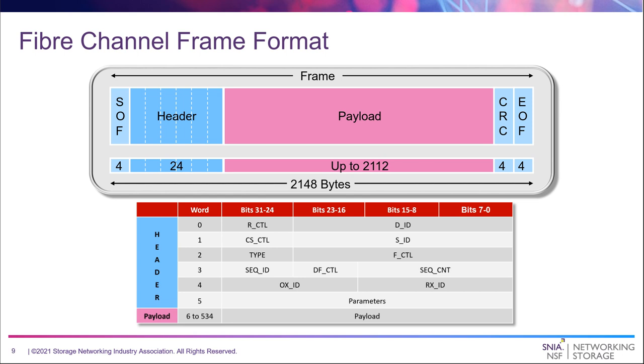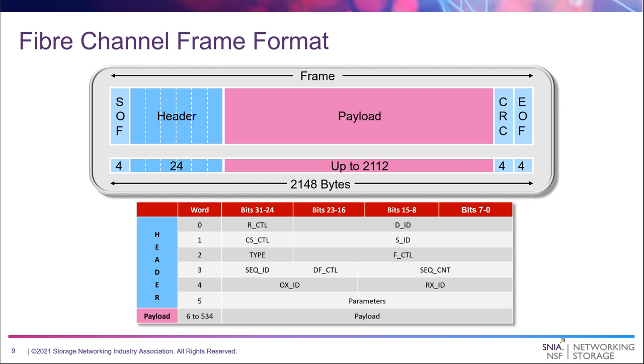If we get into the header, the important things to pay attention to here are the SID and DID elements, the source ID and destination ID. Obviously, this is pretty typical of most networking protocols. The R_CTL is the routing control. If we look at it from the host to the target, the destination ID is the target and the SID would be the host. The return traffic, obviously, would be the reverse of that. So the destination ID from the target or storage element back would be the host, and the source ID would be the storage returning it.